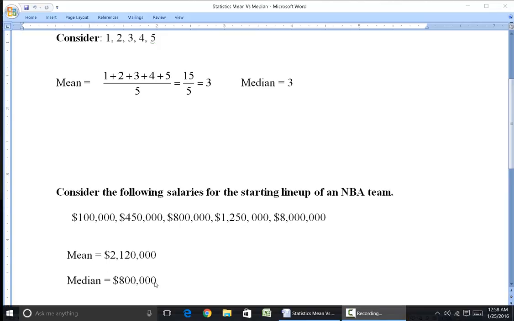Well, if you're looking at this, which one is more representative of the average? And the answer should be the median. Because notice the majority of these players make less than 1 million. So none of them make close to the mean of 2,120,000. So a better average for this distribution is found by using the median, which is 800,000. So again, if you have a distribution that's skewed, where you have a lot of large values or a lot of small values one way or the other, and you want an accurate representation of the average for that distribution, then your best bet will be to select the median.